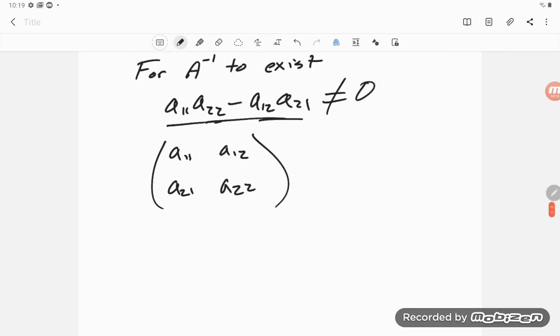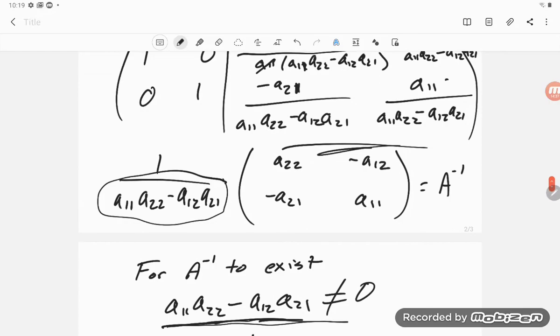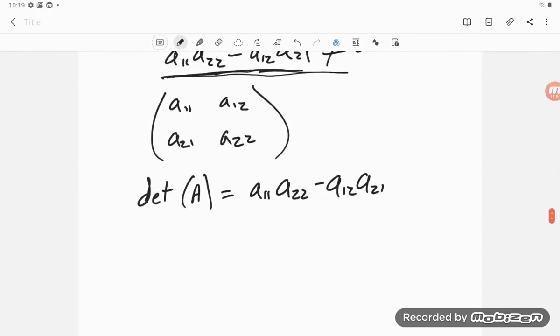Now, because of this, it determines whether A inverse exists, and so this is the determinant of A. For a 2 by 2 matrix, it is A11, A22 minus A12, A21. It's all because if I go to try to make an inverse, I need that to not be 0, and so it determines whether we'll have an inverse or not.